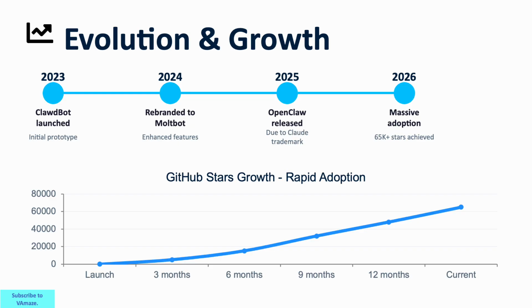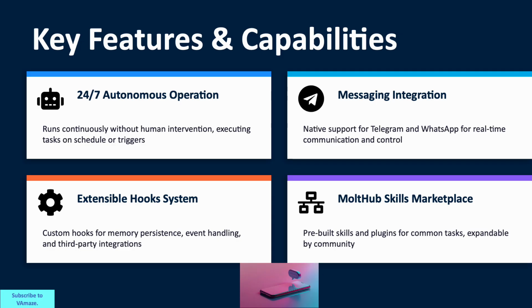Now let's talk about what makes OpenClaw powerful. I want to highlight 4 key features that set it apart. First, 24/7 autonomous operation. This is huge. Your AI agent runs continuously in the background, executing tasks based on schedules, triggers, or events. It doesn't need you to babysit it. Set it up once and it keeps working, whether you're in a meeting, sleeping, or on vacation. Think about the implications. You could have an agent that monitors your servers and alerts you immediately when something goes wrong, or one that checks your email every morning before you even wake up.